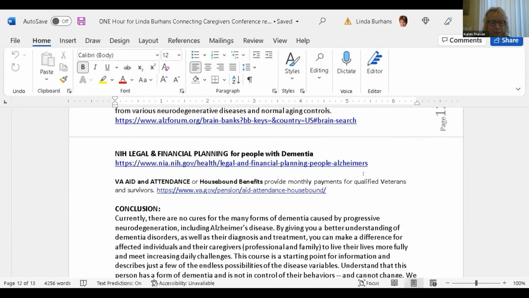Okay, the VA and aid and attendance or housebound benefits. A lot of people don't know. My VA person tells me that over 90% of the people who are eligible for VA aid and attendance or housebound do not get it because they don't know.